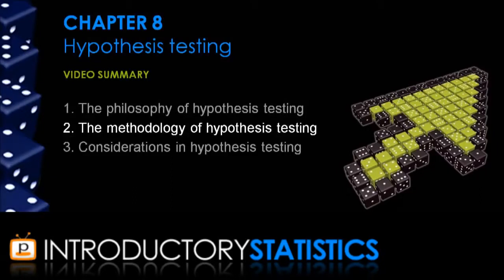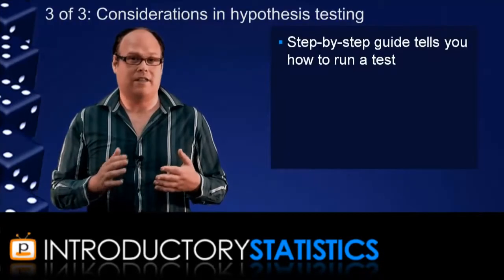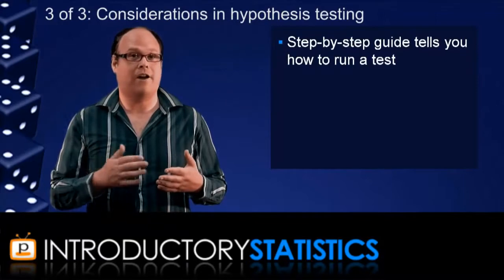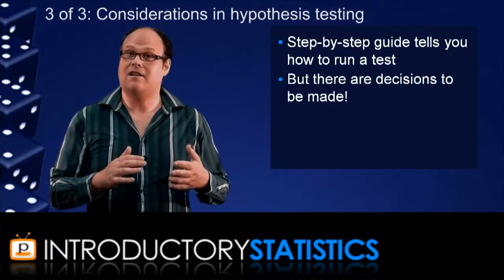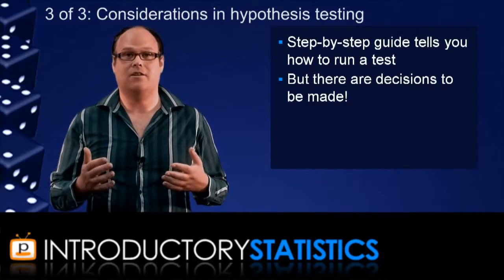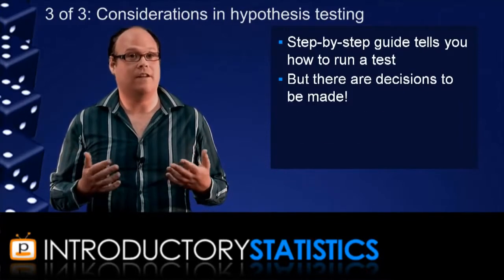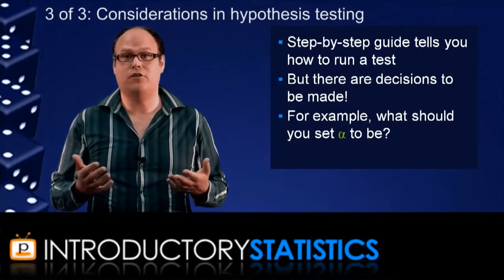To finish this summary, I'll talk a bit about the considerations that a statistician can have when conducting a hypothesis test. We were just looking at a step-by-step guide, and that will tell you how to run a test, but there are some decisions in that guide, and statisticians need to know how to make those decisions. A big example is the level of significance, alpha. What value should you choose?